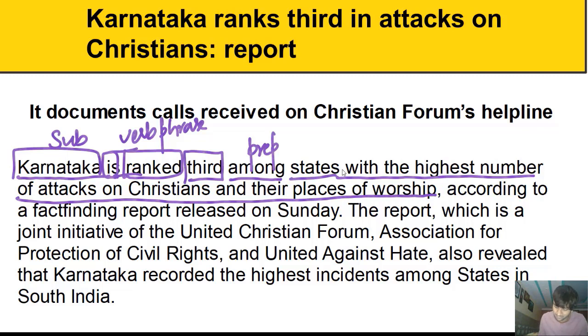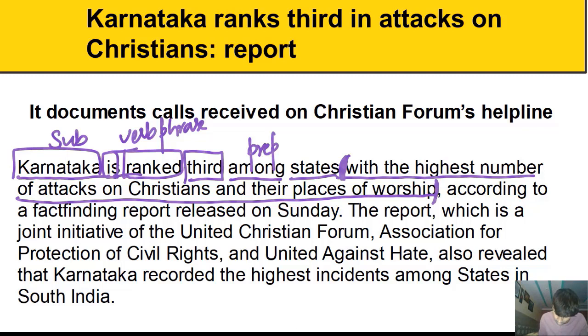Let's suppose we don't have this piece of information, starting with and ending here at worship. Now the sentence reads, Karnataka is ranked third among states. Now it means it ranks third among all the states in India. But this is not what the writer intends to say. It means it ranks third among states that have had the highest number of attacks on Christians and their places of worship. Among these states, Karnataka is ranked third.